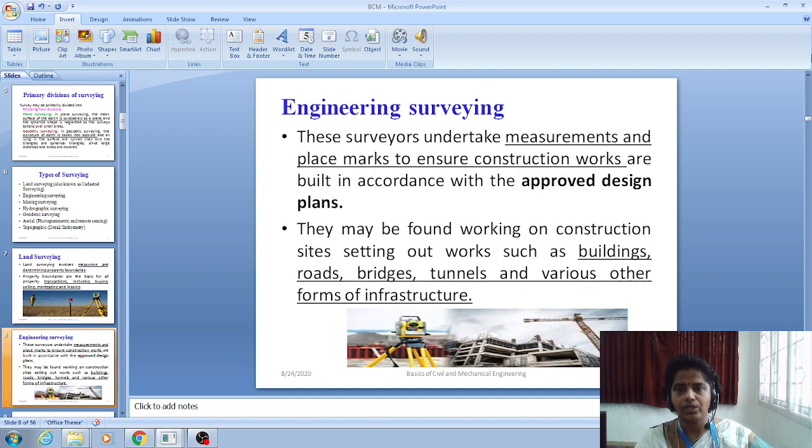Next we see the engineering survey. In the engineering survey we measure and place marks to ensure construction works are built in accordance with the approved design plans, before we construct any type of building, such as buildings, roads, bridges, tunnels and other infrastructure. That is controlled under the engineering survey.